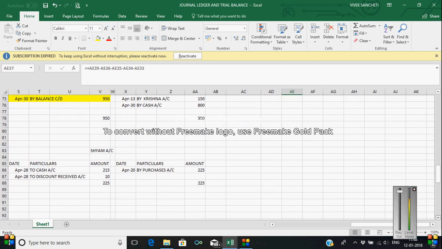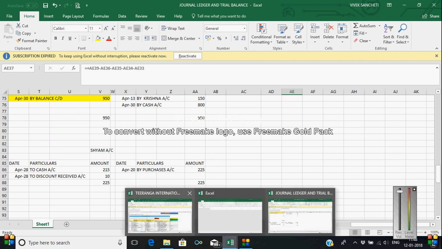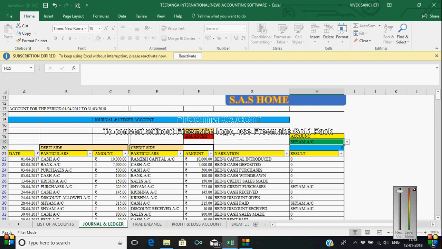Sham account is squared off, no balance, right? So this is balancing. Now you want to see the ledger. Here also, one more thing: in the result section, the entries which contain Sham are highlighted. Here Sham is on the credit side, here Sham is on the debit side, and here Sham is on the debit side.